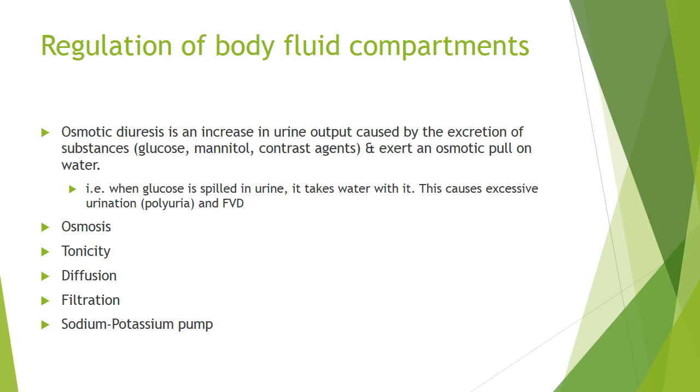So osmotic diuresis will increase their urine output, which causes an excretion of substances, and it exerts an osmotic pull on water. Basically, when glucose is spilled in the urine, it takes water with it. This causes excessive urination.